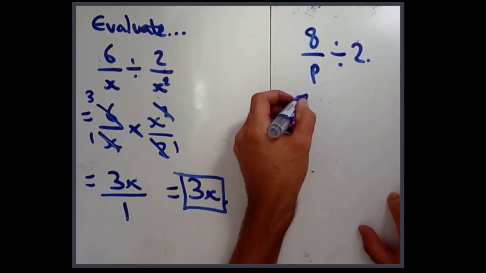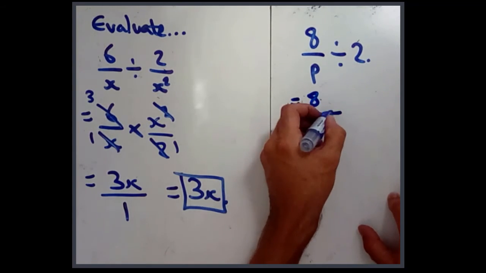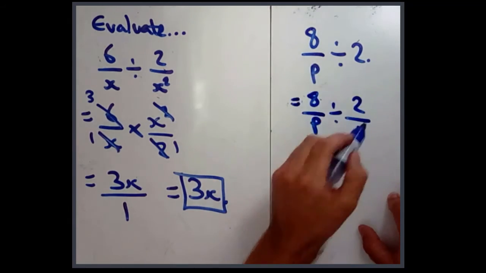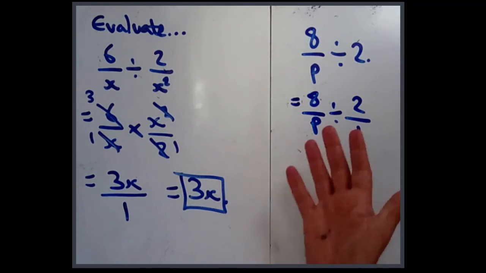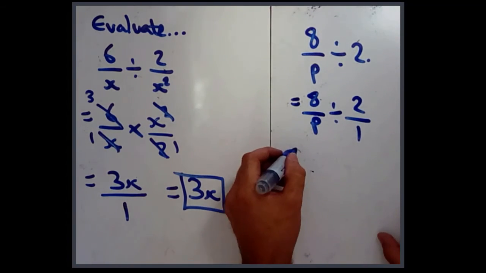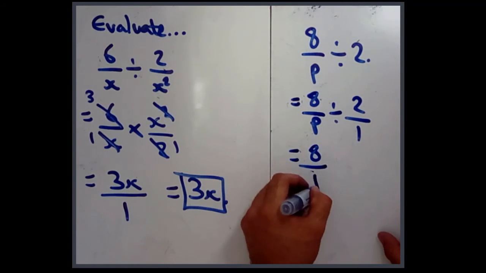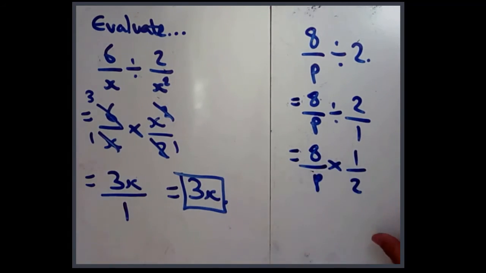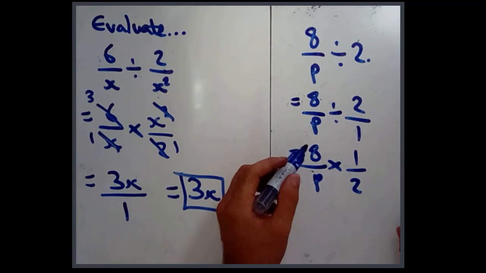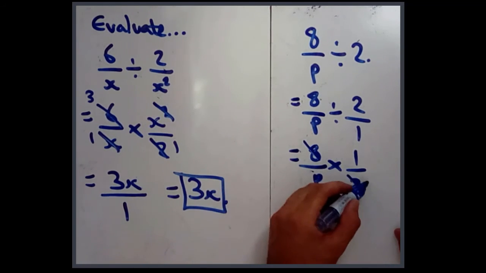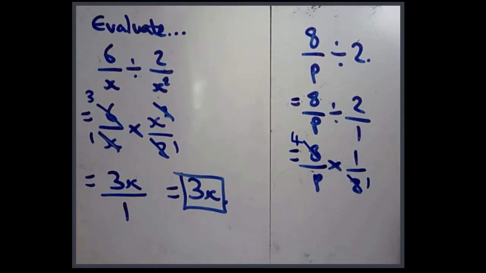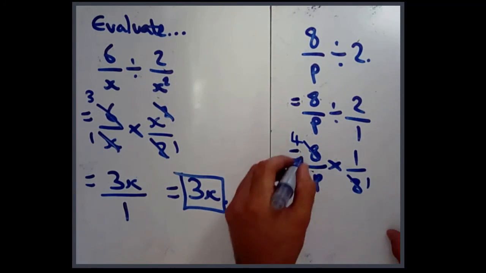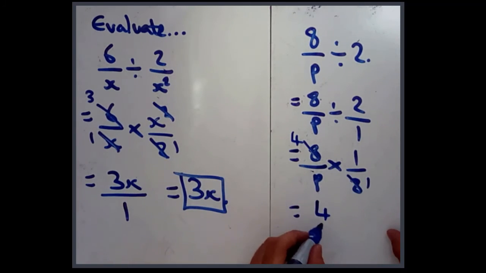So I'm going to rewrite this as 8 over p divided by 2 over 1. So 2 is simply 2 over 1. Now, if I'm dividing by a fraction, I can multiply by its reciprocal. So that is 8 over p times 1 over 2. And now you can cancel any top number or term with any bottom number or term, provided they have common factors higher than 1. 8 and 2 can be changed into 4 and 1. The 1 and the p, you can't do anything with that. So this is 4 times 1, which is 4, over p times 1, which is p. 4 over p is your final answer.